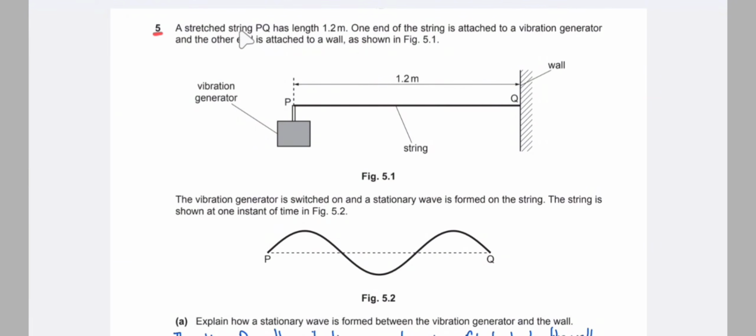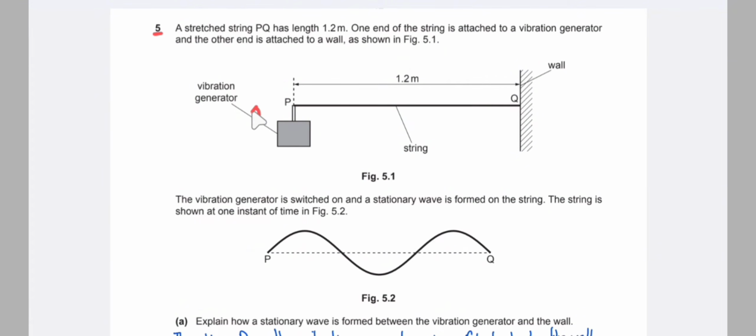Question 5. A stretched string PQ has a length of 1.2 meter. One end of the string is attached to a vibration generator, and the other end is attached to the wall, as shown in figure 5.1. The vibration generator is switched on, and a stationary wave is formed on the string.